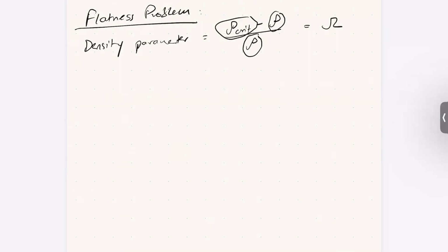And this omega can be divided in two parts, which I call lambda naught and lambda k. Again, remember what naught stands for, right? Any energy density parameter that I can see today.